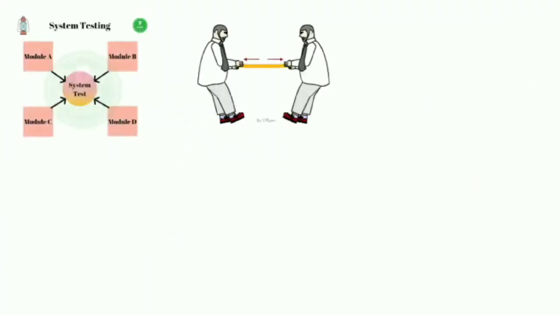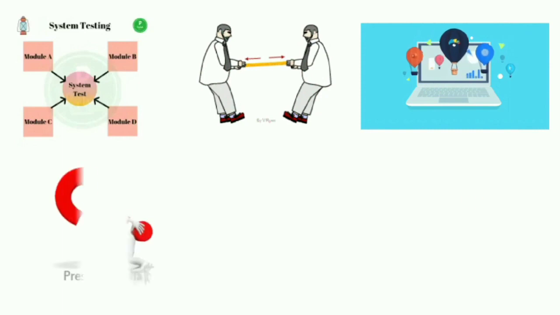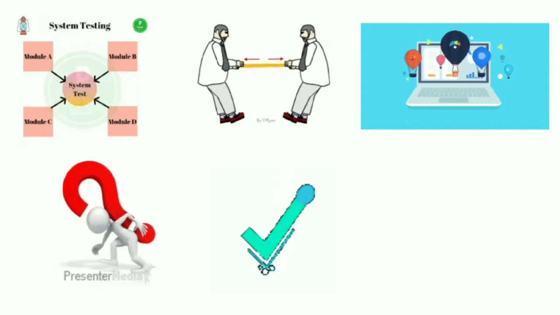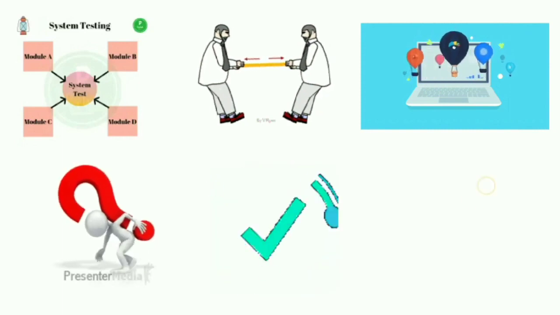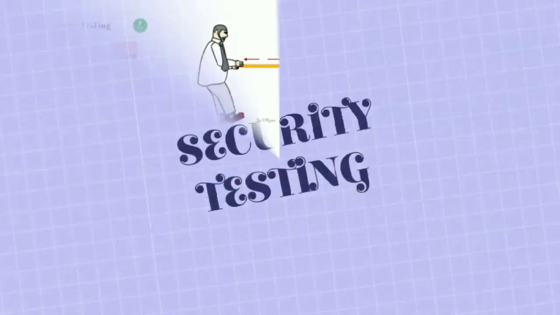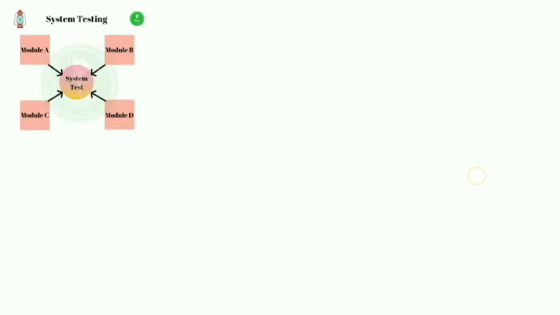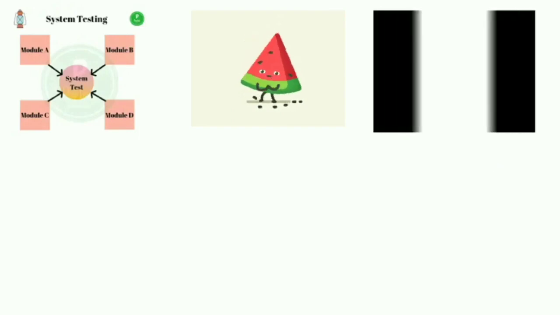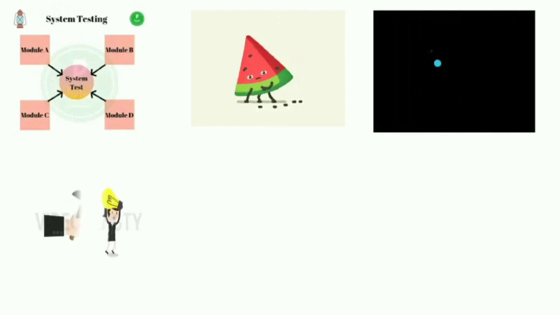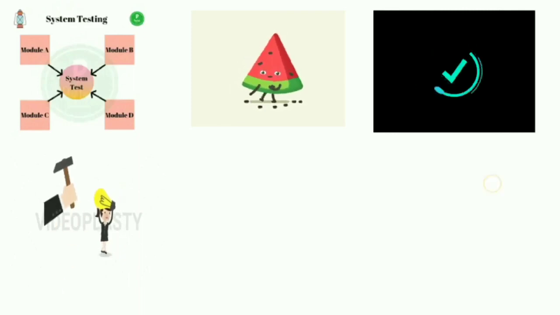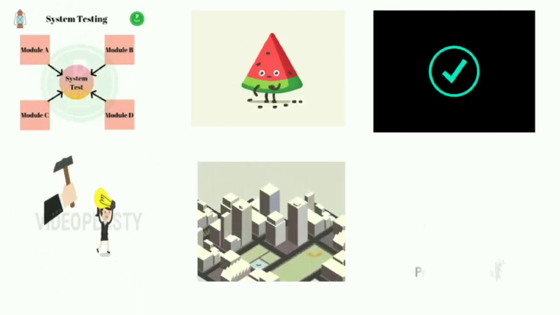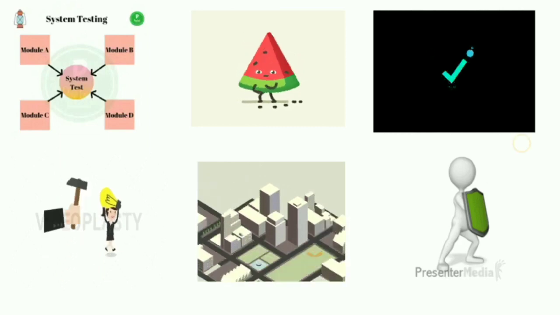Recovery testing. It is a type of system testing that forces software to fail in a variety of ways and verifies that the recovery is properly performed. Security testing. Security testing is a type of system testing that attempts to verify that protection mechanisms built into a system will in fact protect it from improper penetration.